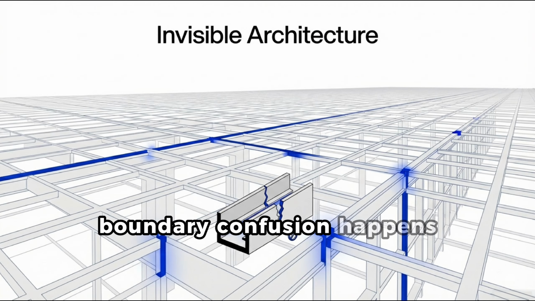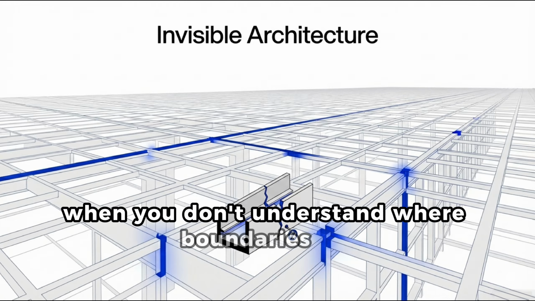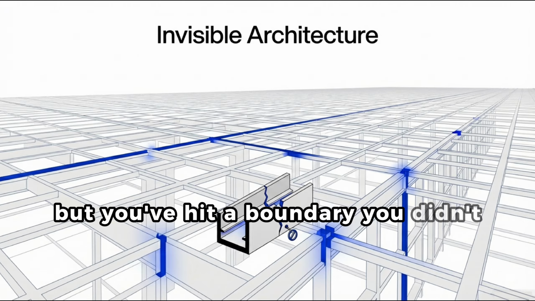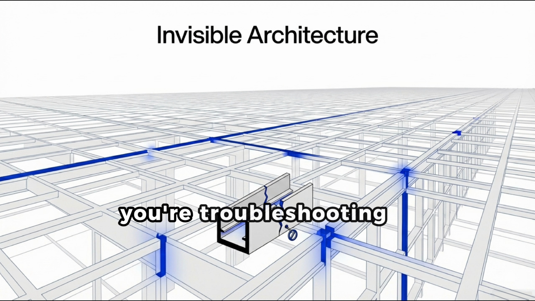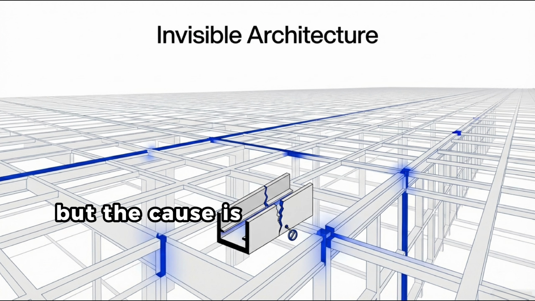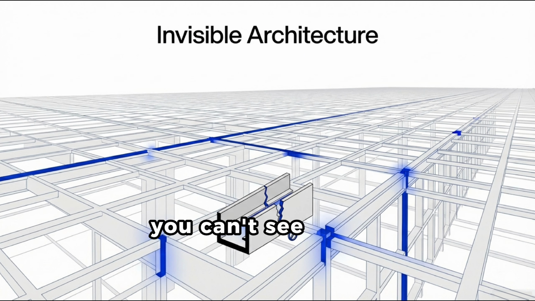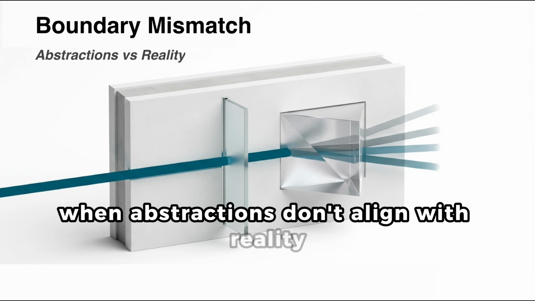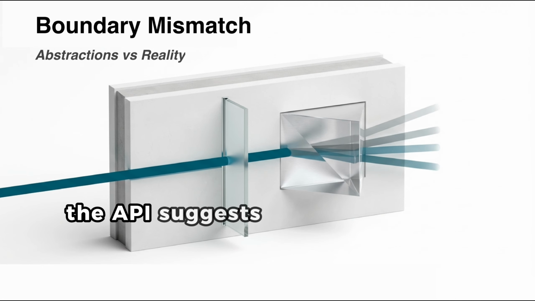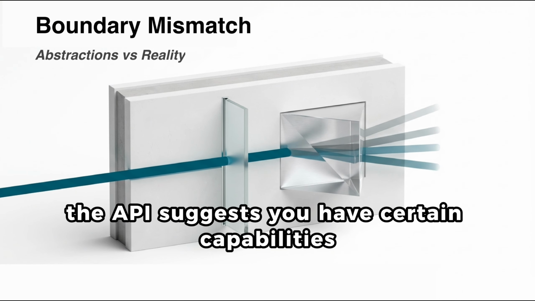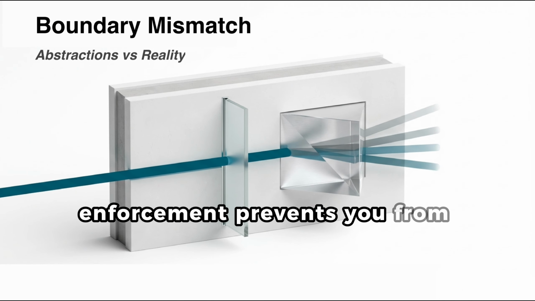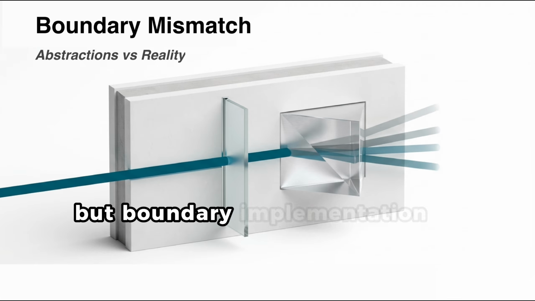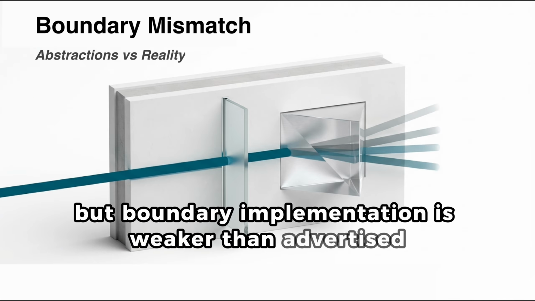Boundary confusion happens when you don't understand where boundaries are. You assume you can access something, but you've hit a boundary you didn't know existed. You're troubleshooting a performance problem, but the cause is on the other side of a boundary you can't see across. Boundary mismatches occur when abstractions don't align with reality. The API suggests you have certain capabilities, but boundary enforcement prevents you from actually using them. Or you're promised isolation, but boundary implementation is weaker than advertised.